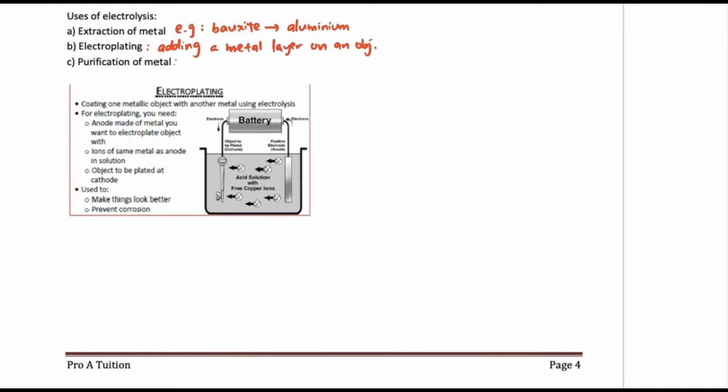First of all, we have electroplating. Electroplating is adding a metal layer on an object. So coating one metallic object with another metal using electrolysis. From here you can see, you want to coat a metal object with another metal, you have to use electrolysis. And we have to put the object at the cathode.